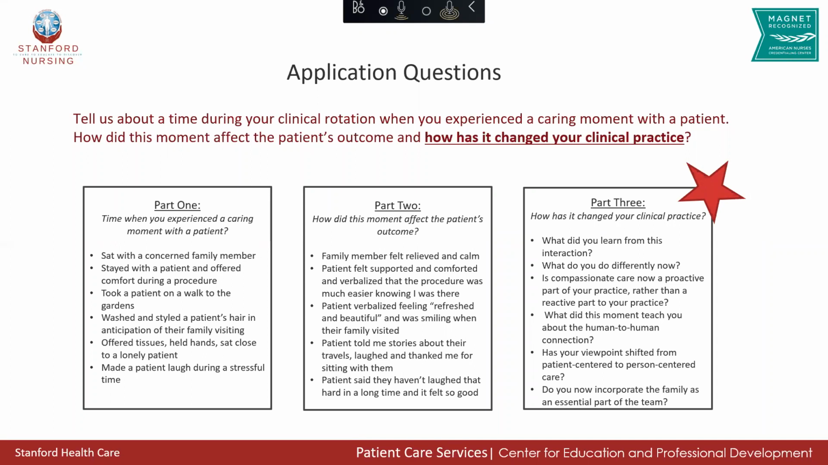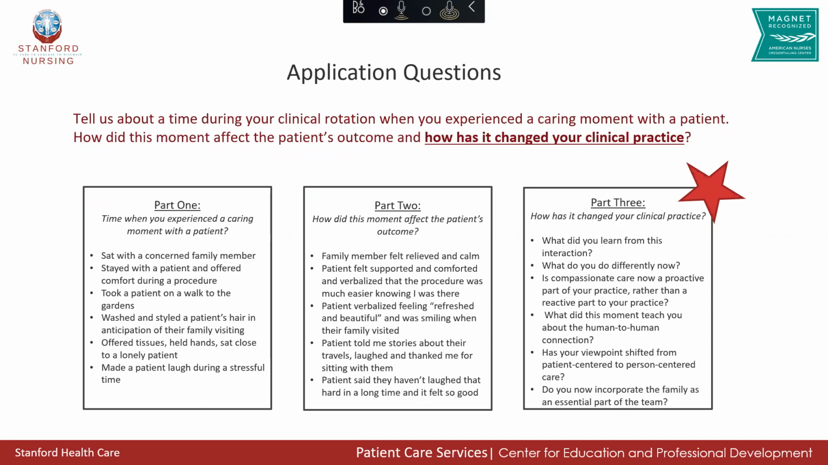How did this moment affect the patient's outcome? The family member felt relieved and calm. The patient felt supported and comforted and verbalized that the procedure was much easier. The patient verbalized feeling refreshed and beautiful, etc. You're simply saying this was the experience and this is how the patient responded and letting us know what that outcome is. The third part is saying, how has it changed your clinical practice?